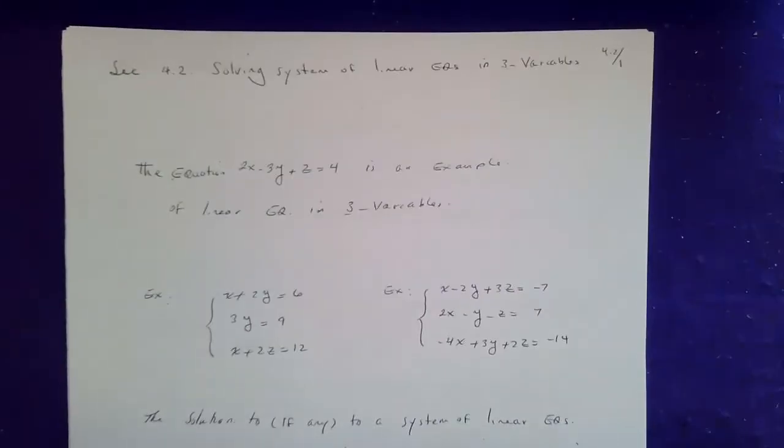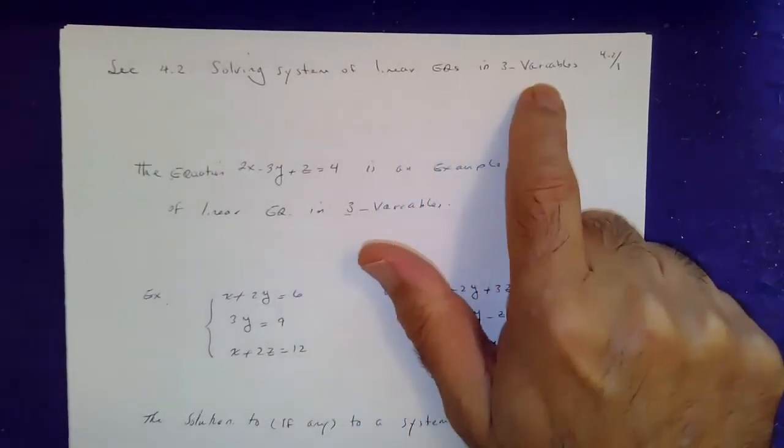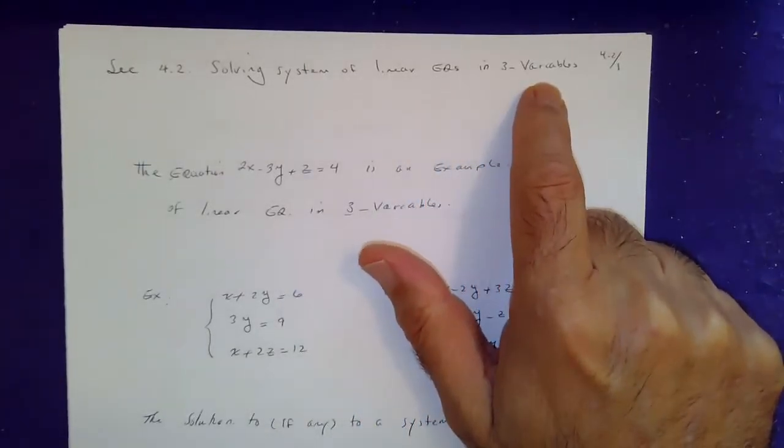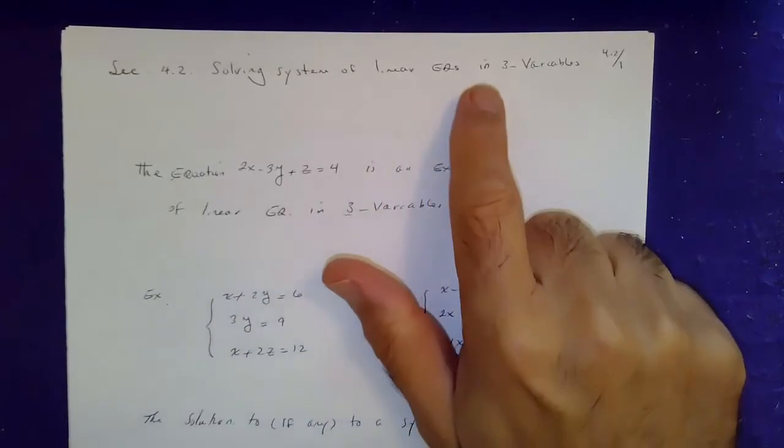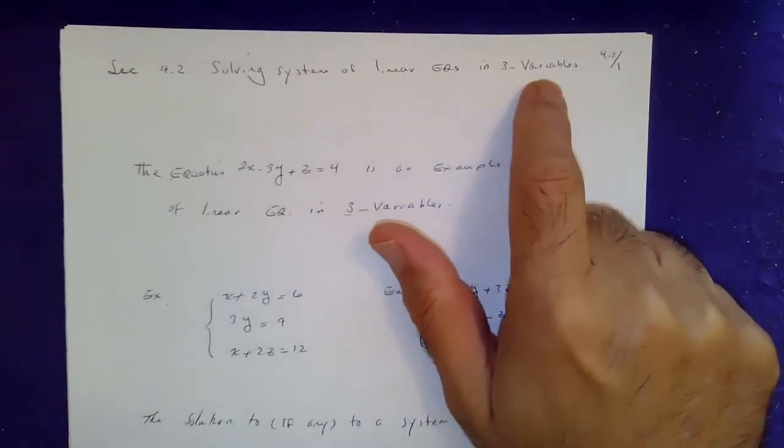Section 4.2, solving systems of linear equations in three variables. In other words, in the previous section, we learned how to solve systems of equations in two variables. Remember, we had two equations and both had x and y in them. But now we're dealing with linear equations in three variables.